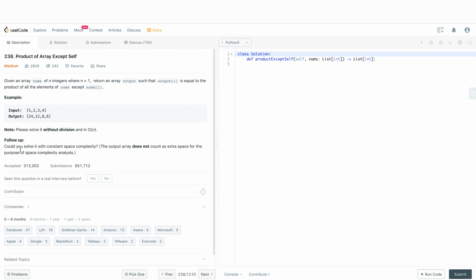Cool, awesome. And then later on there's a follow-up, but let's just look at the problem for now. Let's take this example of 1, 2, 3, and 4. Okay, so let's not look at the constraint for now and think about how we would do it if we didn't have these constraints.